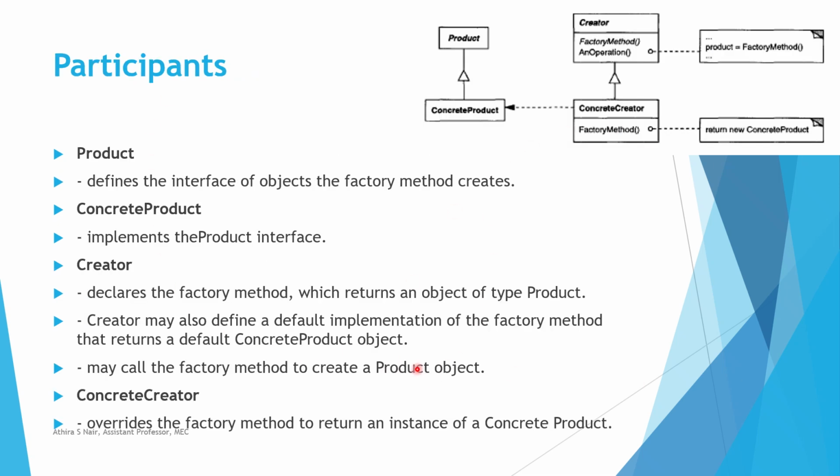So the components of a factory method are product. It defines the interface of objects the factory method creates, and then concrete product implements the product interface. The creator declares the factory method, and it also defines a default implementation, and it returns a default concrete product object. You may call the factory method to create a product object. Then the concrete creator overrides the factory method to return an instance of a concrete product.